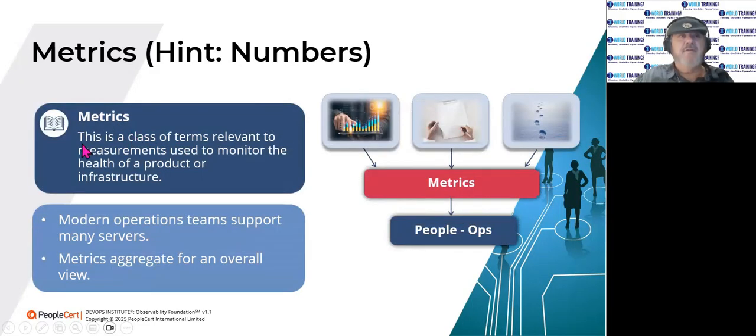So the definition: metrics is a class of terms relevant to measurements used to monitor the health of a product or service, or performance, I would say as well. Modern operations teams support many servers, and therefore you've got a lot of events. Metrics can aggregate the many events for some overall view. The little diagram on the right here doesn't really have a whole lot of information. It's just that metrics can be collected from various parts of a system and then presented to people to see a big picture view of what's going on.